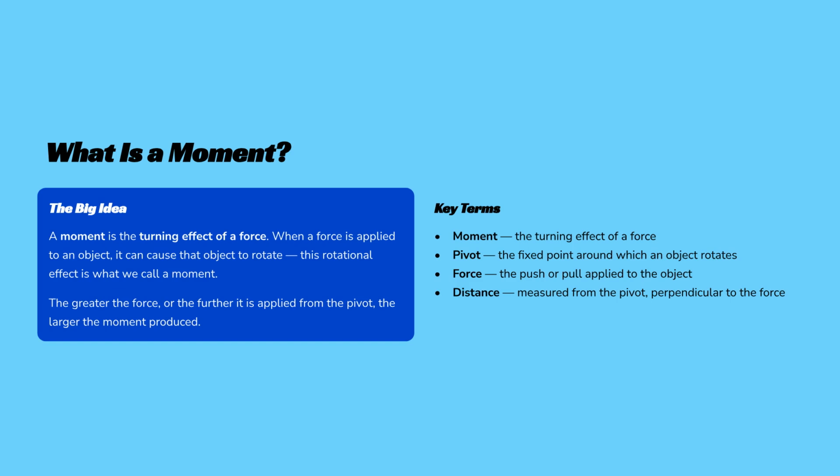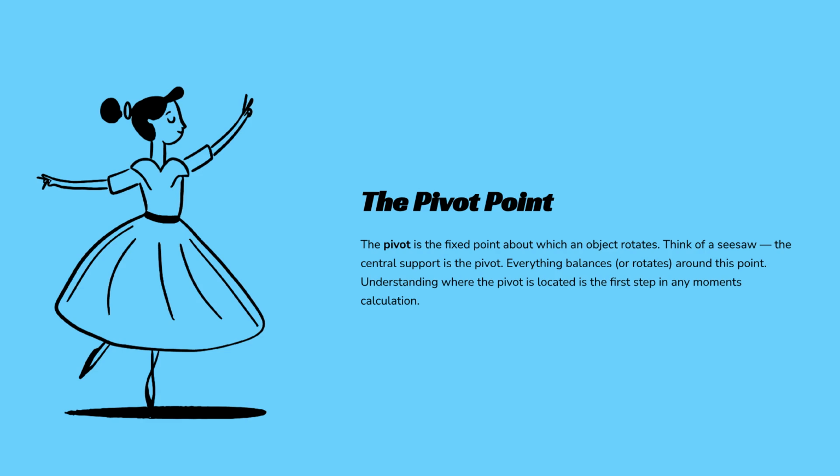Key terms to remember are pivot, force, and distance, which must be measured perpendicular to the force. The pivot is the fixed point around which an object rotates. Like a seesaw, this central support is crucial. Identifying the pivot is always the first step in any moment's calculation.